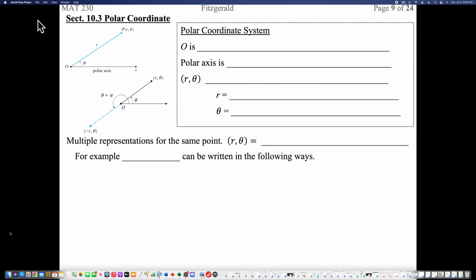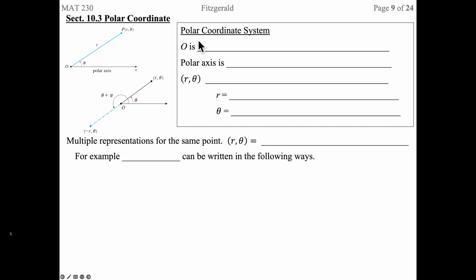Start section 10.3, polar coordinates. In polar coordinates, you're going to have an origin or a point O that is known as the pole. So we still call it the origin, just like in the rectangular coordinate plane. We have a polar axis, which is the initial positive x-axis.